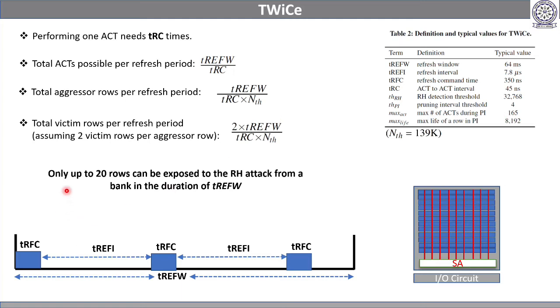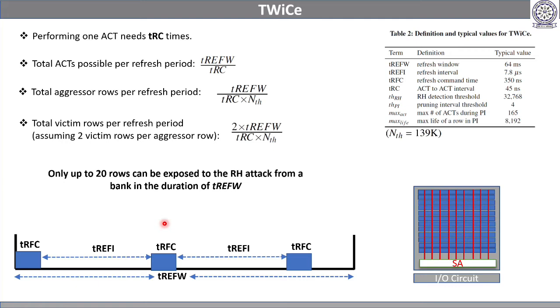If the total number of aggressor rows is limited within a refresh window, and the total number of victim rows is also limited, then this is the main motivation of this paper: if only a limited number of rows can be attacked or activated within a refresh window, then we do not need a huge number of counters to maintain all this activation counting.